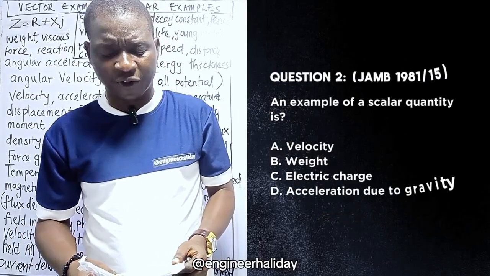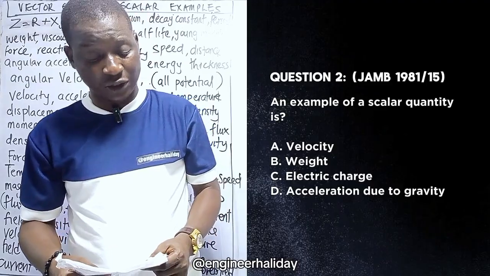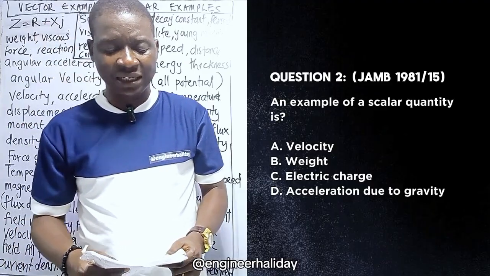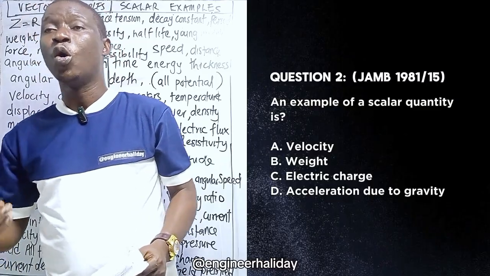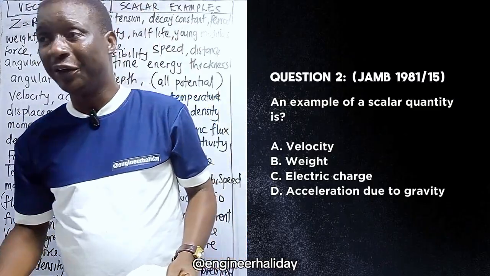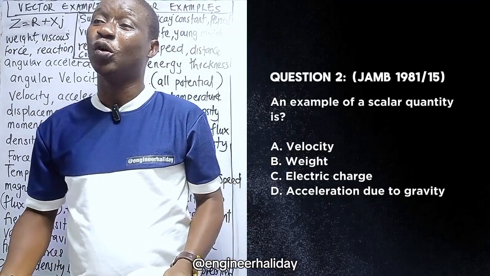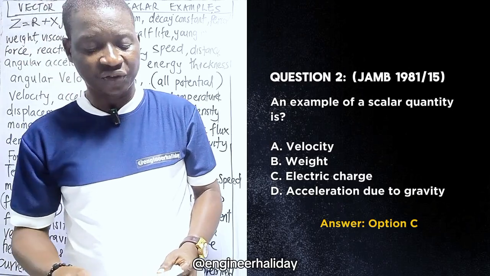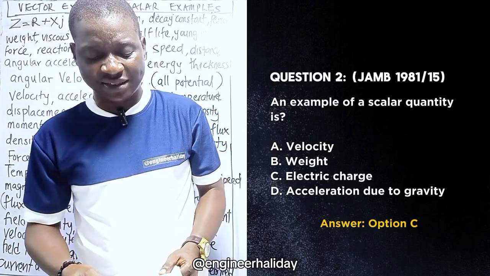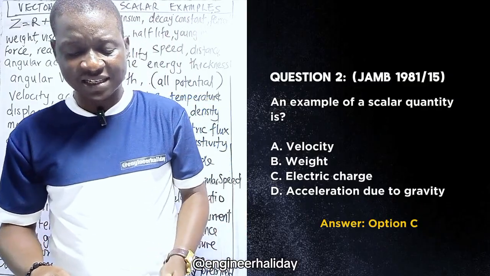Number 2, the examples of scalars. Scalar quantity is dash. A, velocity. B, weight. C, electric charge. D, acceleration due to gravity. Acceleration due to gravity is a vector quantity. Any kind of acceleration, angular acceleration, linear acceleration, acceleration due to gravity, they are all vectors. So this question is what? Option C, because A says velocity, B says weight, C says the electric charge, D says acceleration due to gravity. So 1981, number 15, the answer is C.